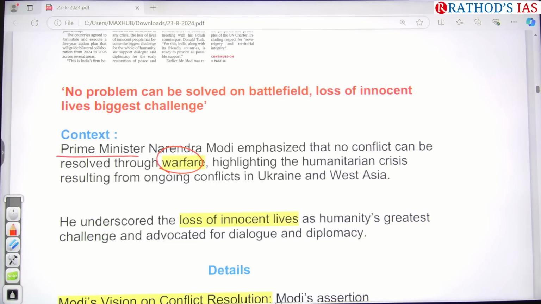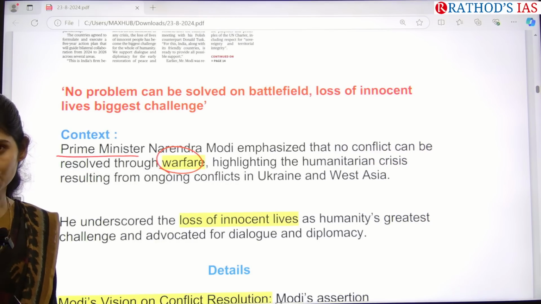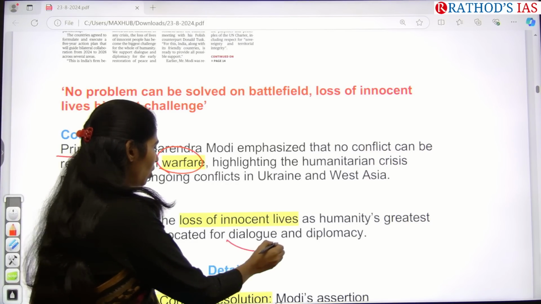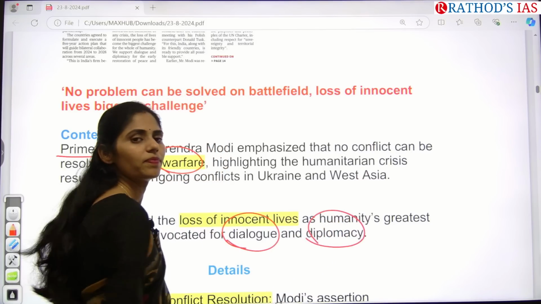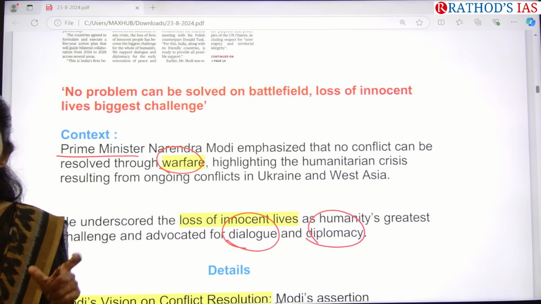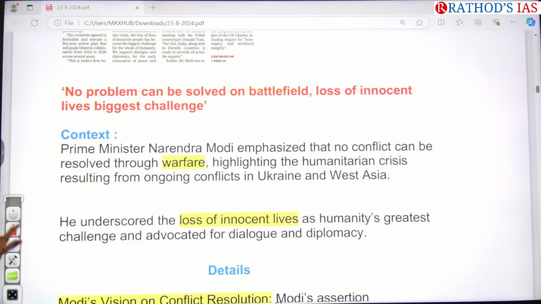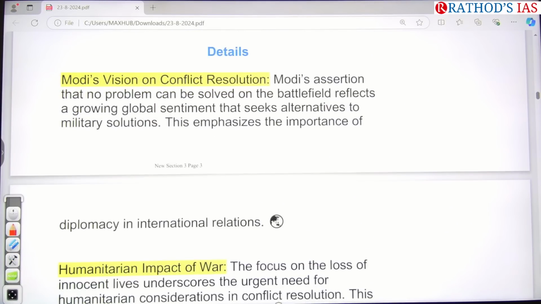Okay, rather than warfare, if you want to really resolve the dispute, we can go for dialogue as well as diplomacy. Dialogue and diplomacy are the keywords. Okay, let us see the details. So here, by understanding the statement of Modi ji, we can understand how we can go for conflict resolution.